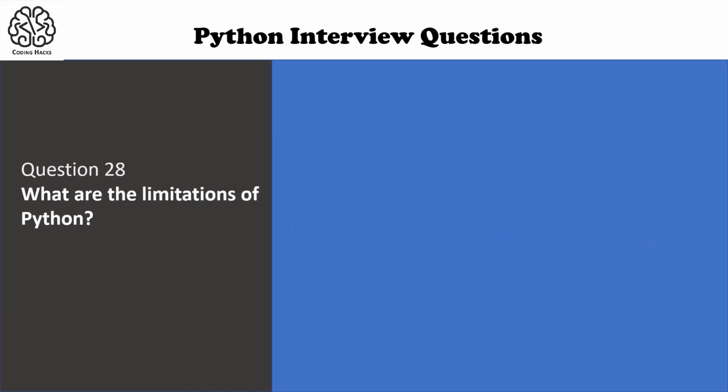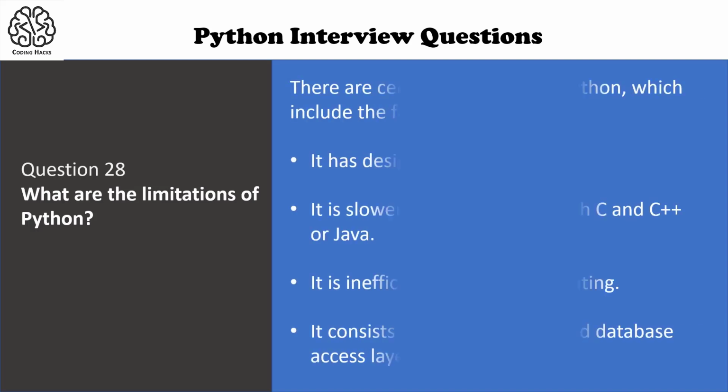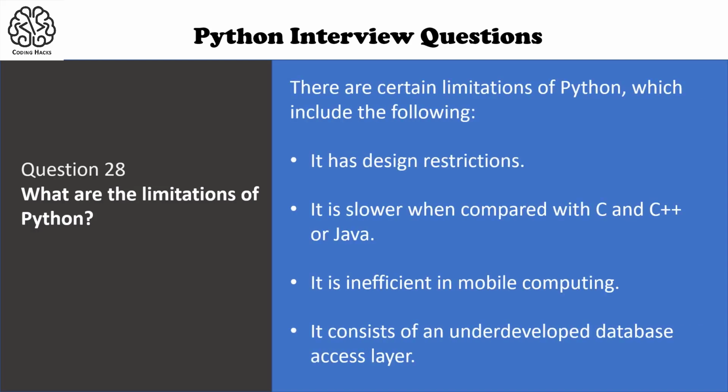Our next question is, what are the limitations of Python? As we are studying what is Python and what are its different features, it is always important to know about the limitations of any technology stack. There are certain limitations of Python, such as it has design restrictions. It is slower when compared to C, C++ or Java. Python is inefficient in mobile computing. Also, it consists of an underdeveloped database access layer.